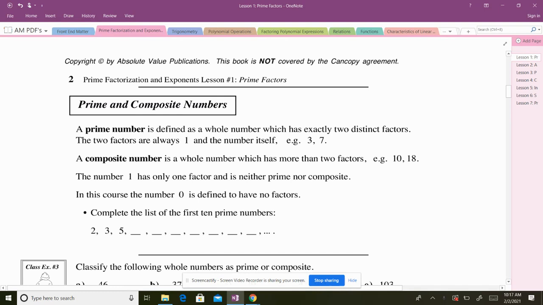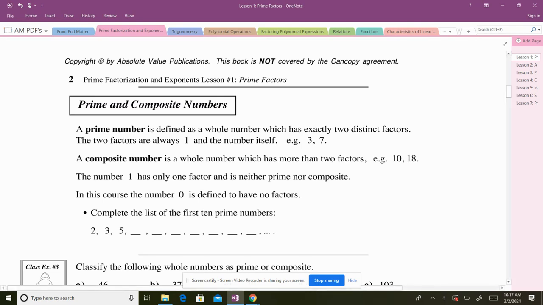It can't be broken down anymore, basically. All right, so excluding the number 1, 3 and 7 are prime numbers because you cannot divide them by anything but themselves. All right.